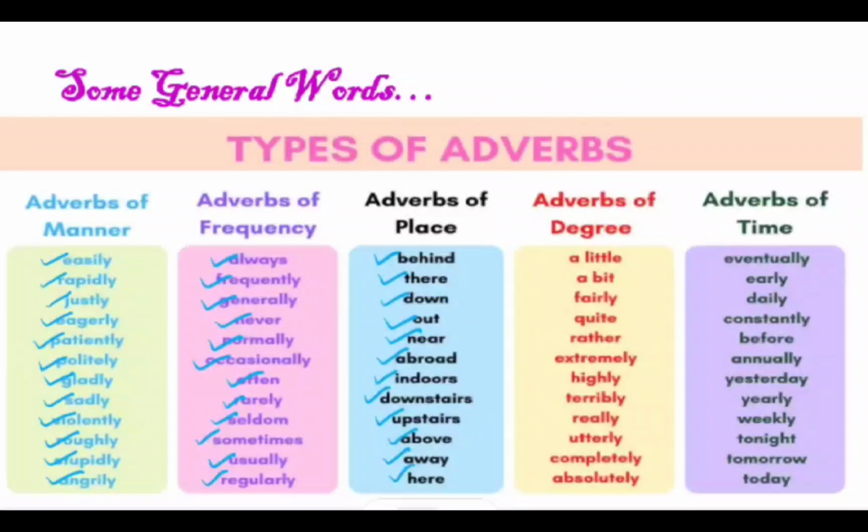Adverb of degree: how much of something took place. A little, a bit, fairly, quite. This quiet is different from quiet. This quiet means to keep quiet. And this quite means quite a bit, that way. So quite, rather, extremely, highly, terribly, really, utterly, completely, and absolutely gives you the degree.